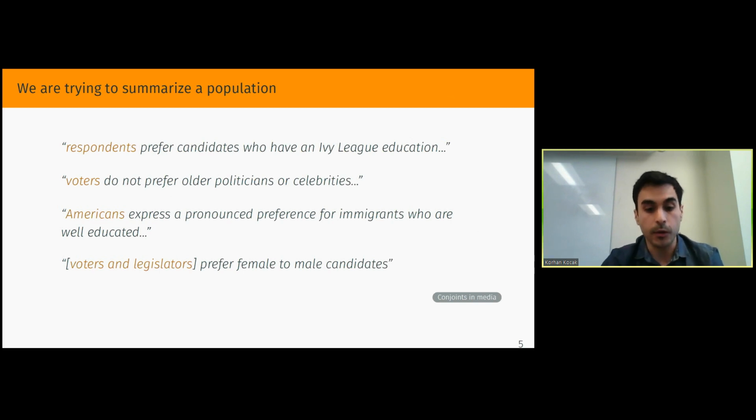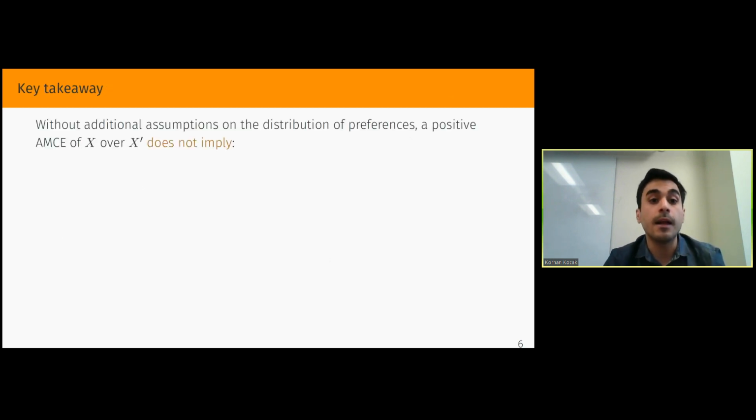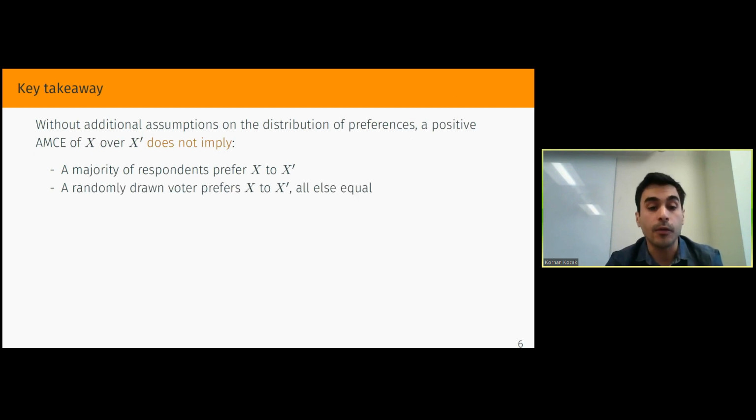But what we want to argue in this paper is that it's very important to be very precise in who we're referring to when we say respondents have this preference or voters do not prefer older politicians. So what I will show you today is that without additional assumptions on the distribution of preferences, a positive AMCE of x over x prime does not give us that a majority of respondents prefer x to x prime. It doesn't imply that all else equal, a randomly drawn voter will prefer X to X prime. And it does not imply that X will defeat X prime in most elections.